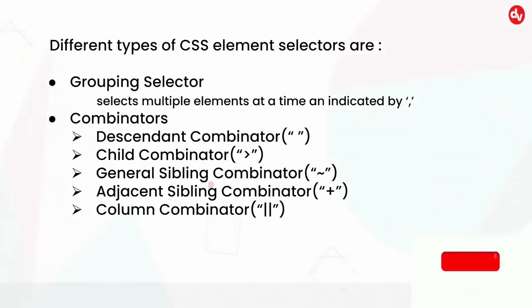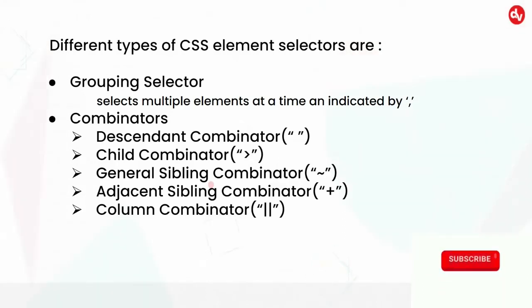After that, we have combinators. Combinators are where we target a particular element when it is related to another element. First we have the descendant combinator. Descendant combinator means when an element is a child of another element. If we want to select an element which is a child of another element, first we need to specify the parent element, then a space, and then we can directly specify the child element. Now it understands that the first element is the parent and the second element is the child. The second one is the child combinator. Child combinator means a direct child combinator. In the descendant combinator, the parent can be an ancestor.